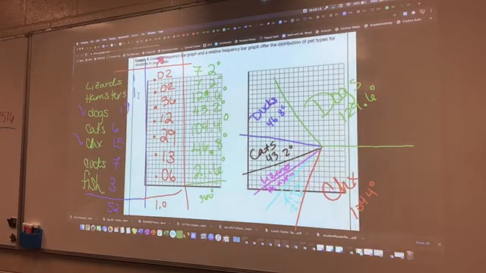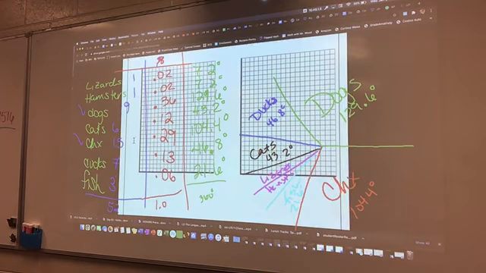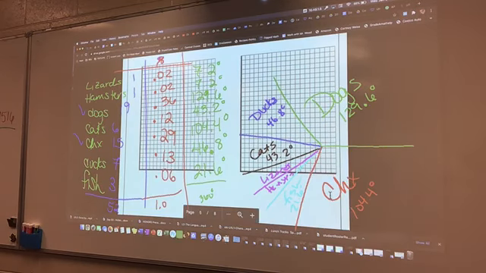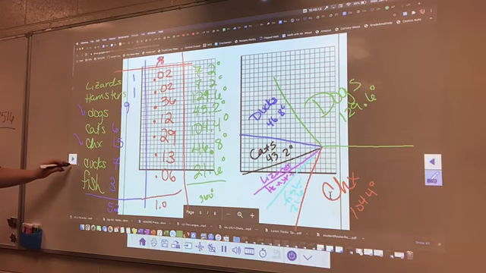Sorry, this is not visually nice. So, okay. Do you want me to? I could probably leave this up. No, I can't. It's in the way.